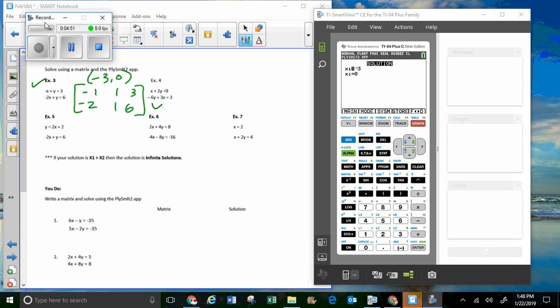Alright, let's do the next one. Now notice the second equation is not in standard form. So I want to go ahead and rewrite the bottom equation using the commutative property to flip x and y.